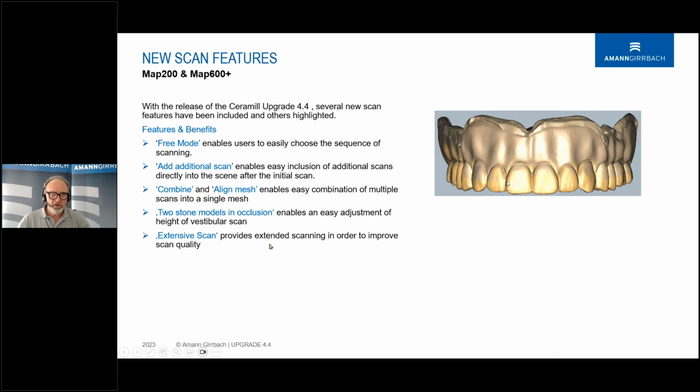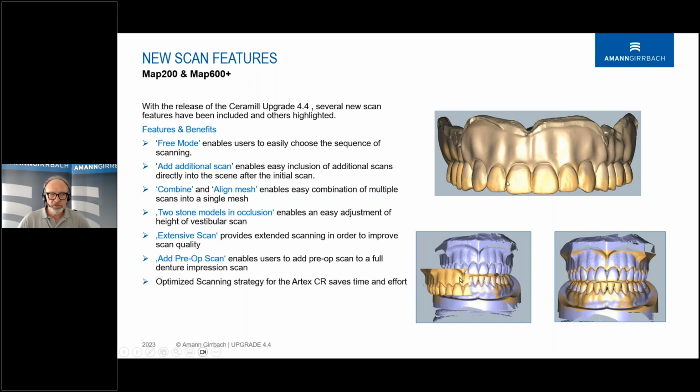If you are not satisfied with the scan result and you want to have rescans manually, then you can click the button Extensive Scan to have a better scan quality. That means fewer holes in your surface. Also, the addition of the pre-op scan can be used directly in the software itself. And what we also changed is the scanning strategy for our vestibular scan with the ARTEX CR. The strategy is different. We are turning the other way around, and therefore we are nearly 100% precise, to be sure that the matching is working properly here.